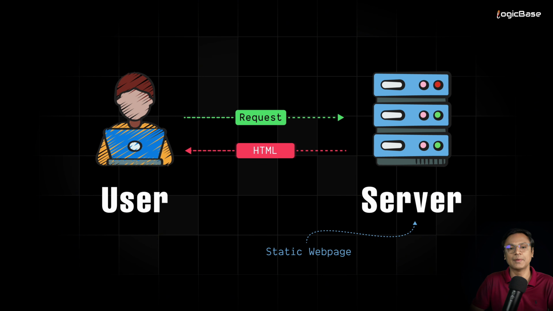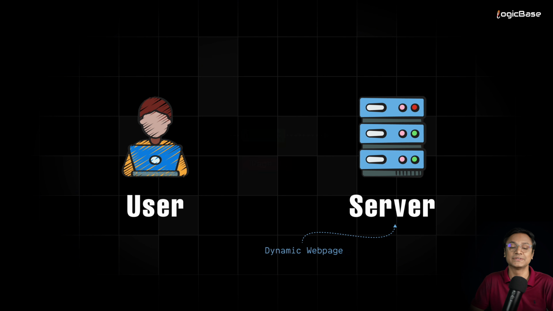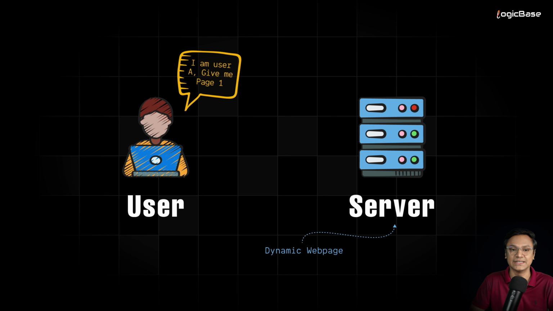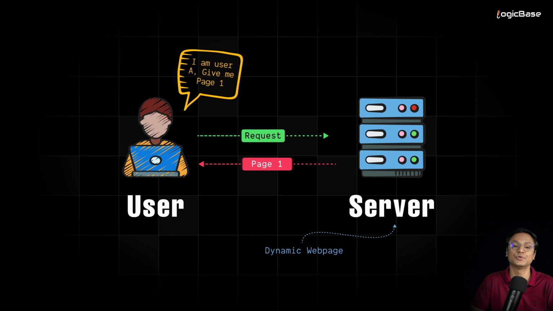But if the web application provides different responses for each user, in other words, if the website is dynamic, then sending only the URL is not sufficient. The user must also send their identity along with the URL to the server. For example, if a user wants to access page 1, they must tell the server, "I am user A, please give me page 1." The server will then respond with page 1 accordingly.